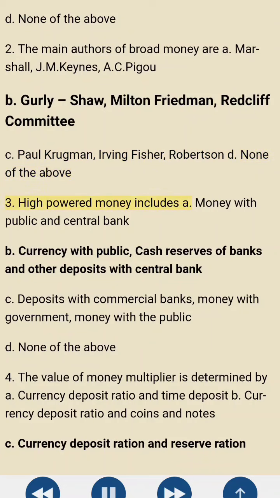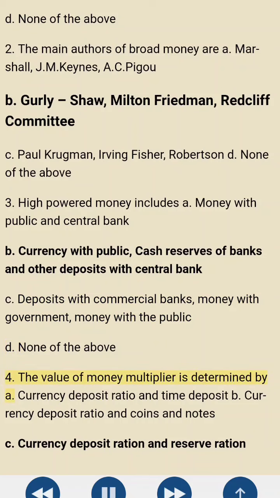3. High-powered money includes A. Money with public and central bank. B. Currency with public, cash reserves of banks and other deposits with central bank. C. Deposits with commercial banks, money with government, money with the public. D. None of the above.